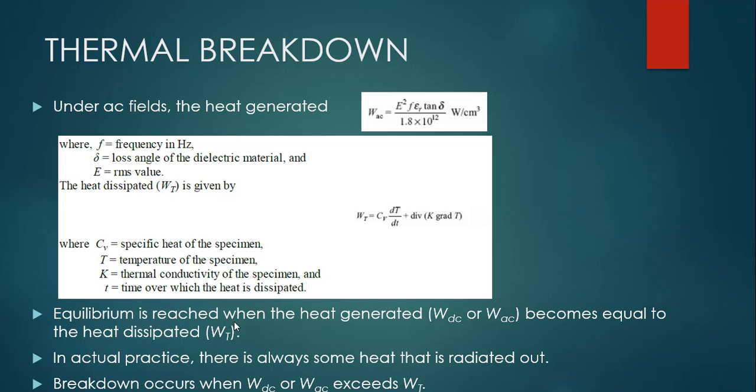The equilibrium is reached when the heat generated, W_DC or W_AC, becomes equal to the heat dissipated. So when the heat generated and heat dissipated are equal, or W_DC is equal to W_T, equilibrium is reached. In actual practice, there is always some heat that will be radiated out. You cannot have a particular equilibrium, and the breakdown occurs only when this generated heat in DC or in AC exceeds W_T. So this causes a thermal breakdown.